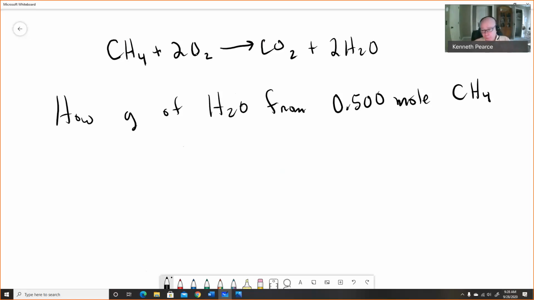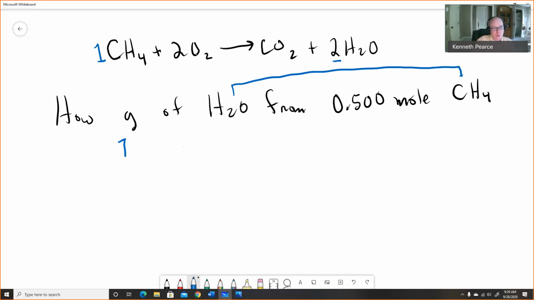And so how are we going to do this? What we're going to do is go through, are we going from one thing to another thing? And the answer is, well, yes, we are. We're going between methane, CH4, and water. So I need the mole ratio between those two. And what do we have here? I have a 1 there, and I have the 2 in front of my water. And those are the 2 things that I'm going in between. So I'm going to use these as my mole ratio.